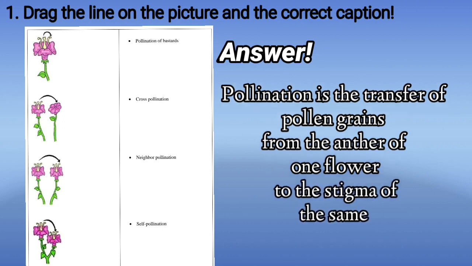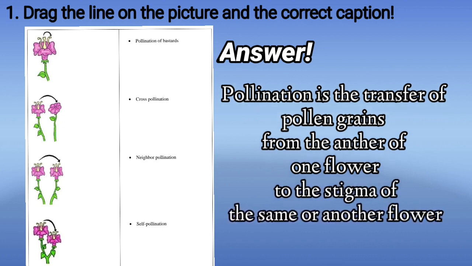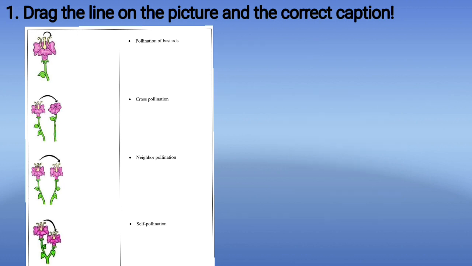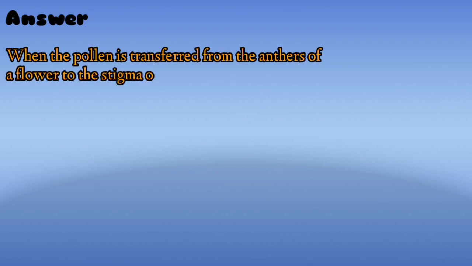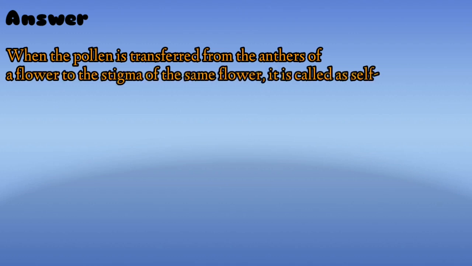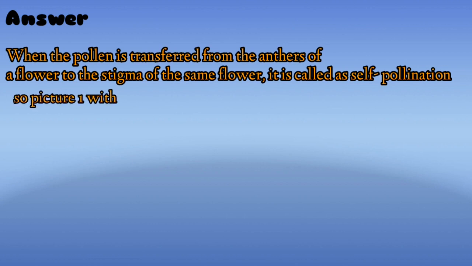Pollination is the transfer of pollen grains from the anther of one flower to the stigma of the same or another flower. When the pollen is transferred from the anther of a flower to the stigma in the same flower, it is called self-pollination. So picture 1 with D.